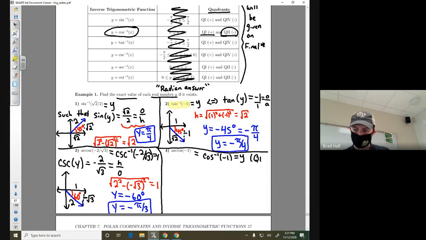In fact, I'll even write that on this top line here, just as a reminder. And by setting up the symbolism just like this, we can undo the inverse to see that the trig function that we have is cosine of y is equal to -1.